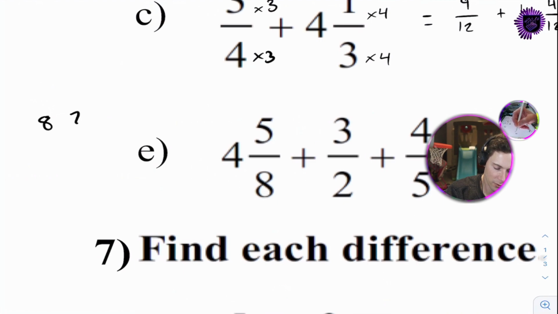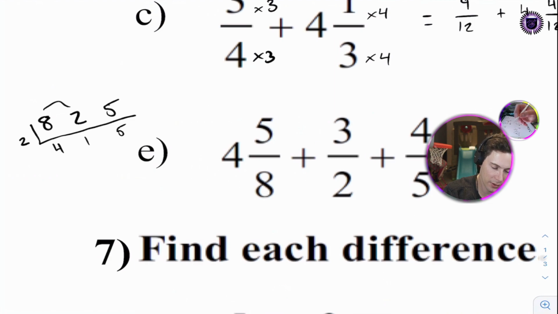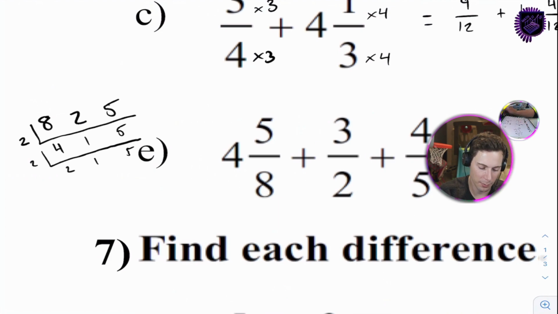So we have 8, 2, 5. What's the LCM of 8, 2, and 5? If you don't already know it, let's do our ladder method. We can divide by 2, and that's going to be 4 and 1 and 5, because these two have a common factor. And then we can simplify 2, 2, 1, 5, and then we can multiply.